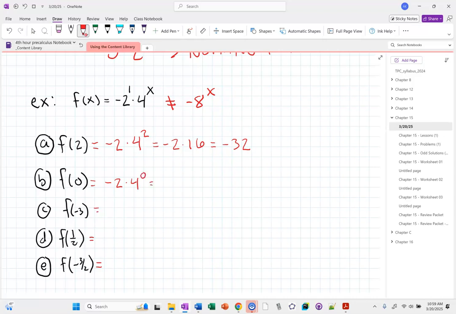If I do f of 0, I'm just going to plug 0 in for x. So I have -2 times 4 to the 0. What's 4 to the 0 equal? Not 0. 1. So remember that our exponent property says that any number other than 0 to the 0 power is equal to 1. Zero to the 0 is undefined, just FYI. Actually, it's worse than undefined. It's called indeterminate. But that's beyond the scope of this course. You can think of it as undefined.